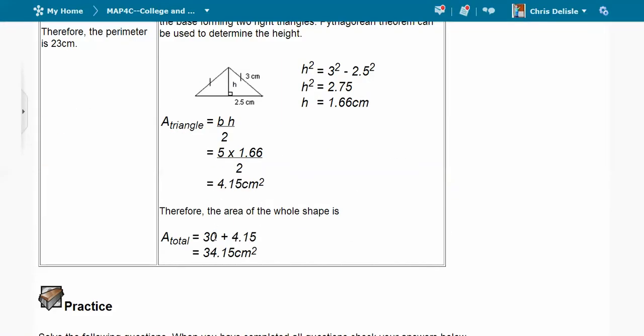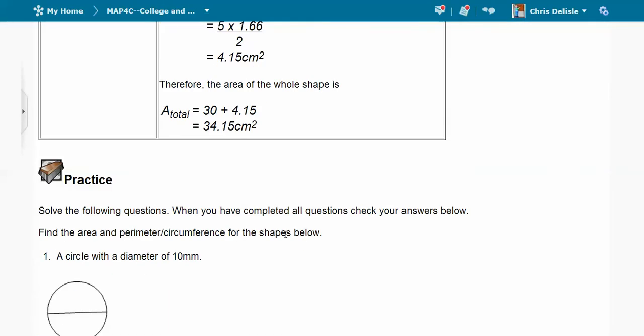So they did all that, so the total area would be that 30 centimeters squared from the rectangle part plus 4.515 centimeters squared from the triangle part, and that's the total area. Kind of a long one, okay? Sorry.